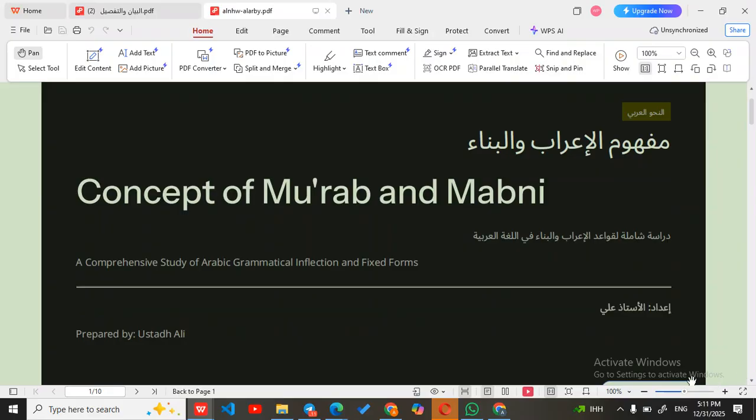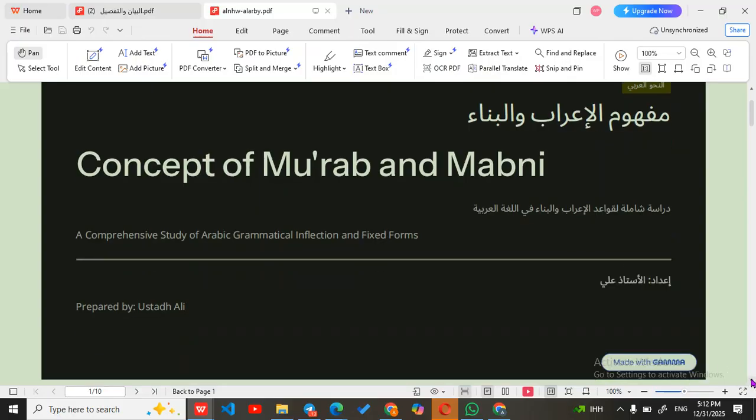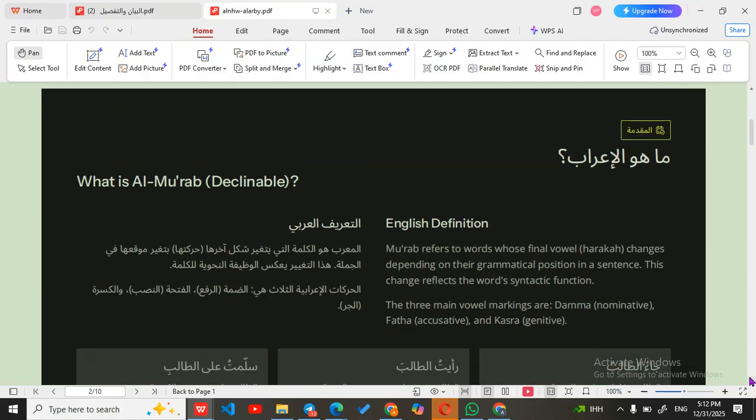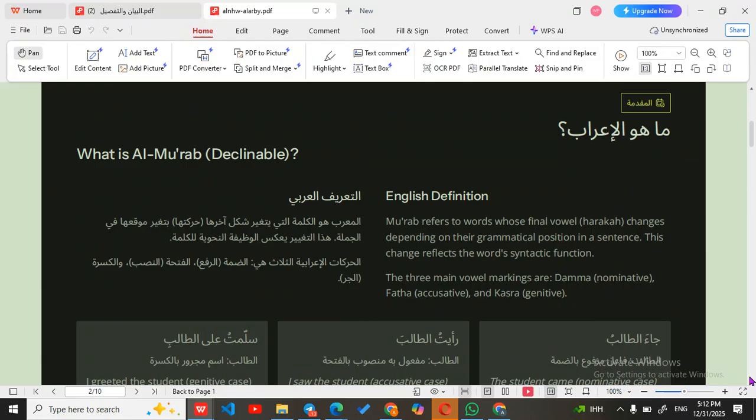عن مفهوم الإعراب والبناء, the concept of معرب و مبني. فهذه دراسة شاملة لقواعد الإعراب والبناء في اللغة العربية. This is a very comprehensive study of Arabic grammatical inflection and phrase form, and this was prepared by Ustad Ali. Now, the first thing that we're going to talk about here is ma huwa al-i'rab. What is al-mu'rab? Al-mu'rab in English is called declinable.